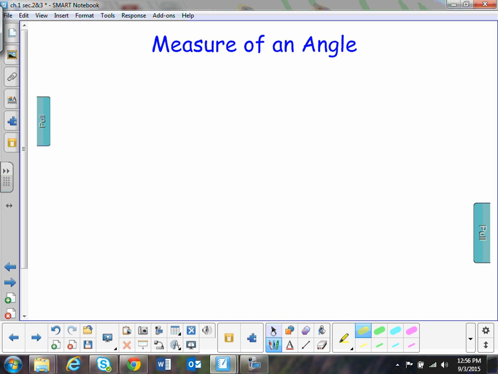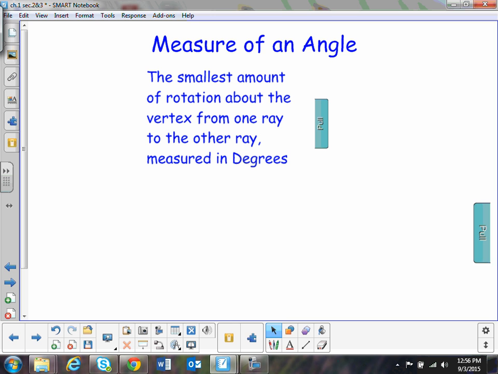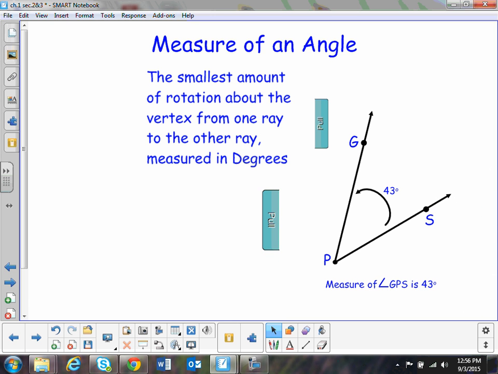The measure of an angle. You can measure an angle with degrees. There's a special tool you use. But if you want to say how big an angle is, you give the measure in degrees. So it's the smallest amount of rotation about the vertex from one ray to the other. So from there to there. In this example, it's 43 degrees.